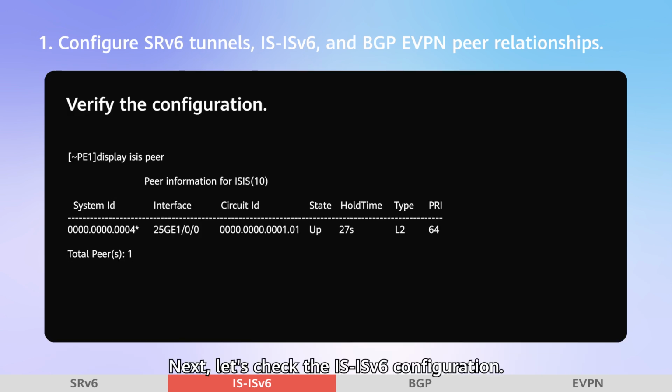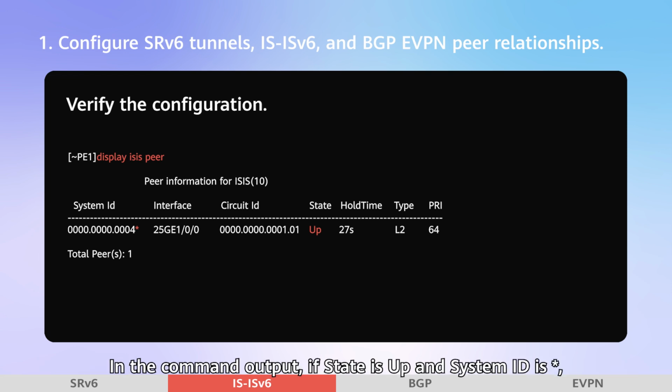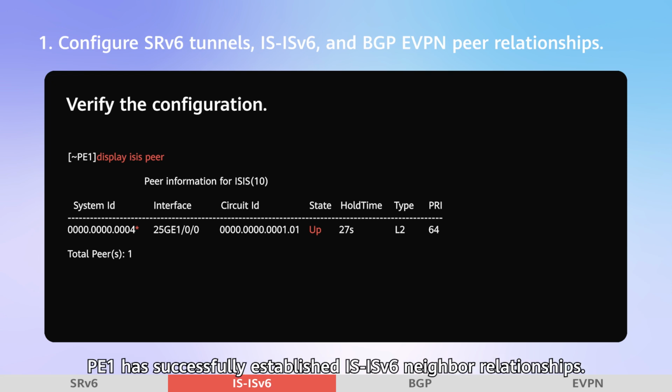Next, let's check the IS-IS IPv6 configuration. Here, PE1 is used as an example. Run the display isis peer command to check whether IS-IS neighbor relationships have been successfully set up. In the command output, if state is up and system ID is displayed, PE1 has successfully established IS-IS IPv6 neighbor relationships.